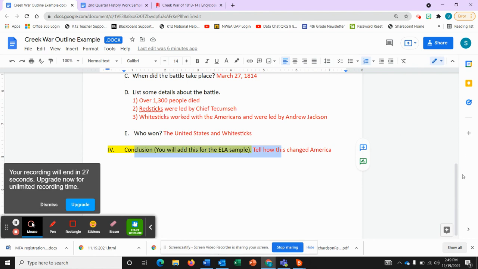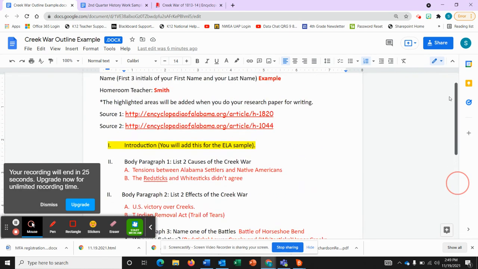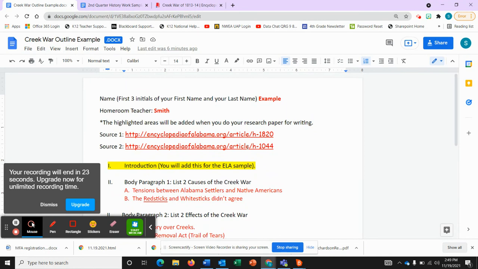Okay, so this is just an example of what you would do, but you can type this up in a Word document, you can handwrite this neatly on a sheet of paper, or you can print the outline and then fill in the blanks. But once you're done, you're going to upload this to Padlet. Then you're going to use your notes to write an essay.